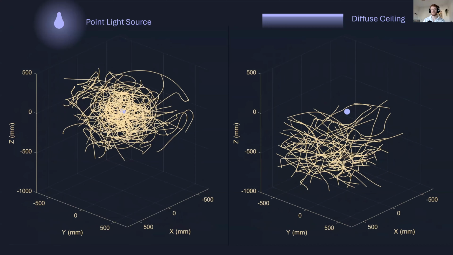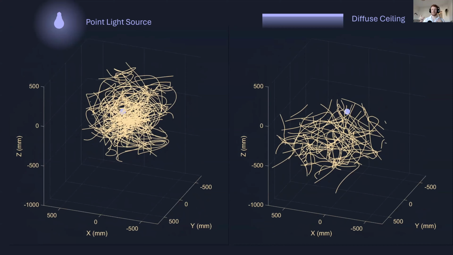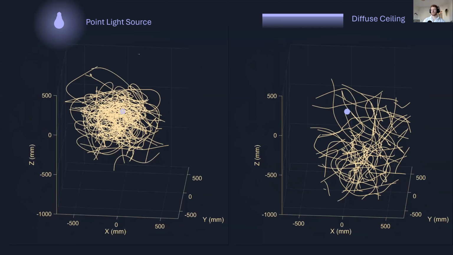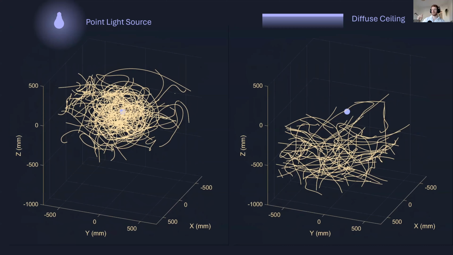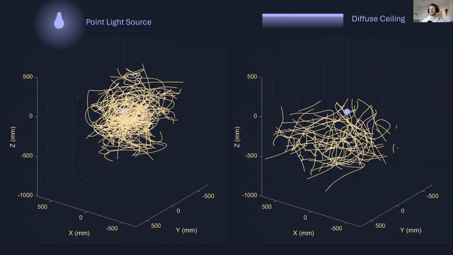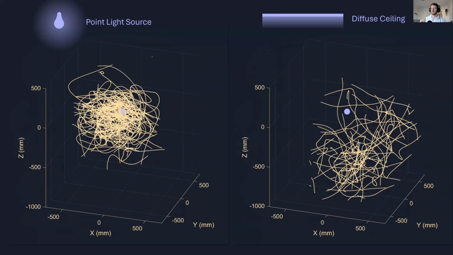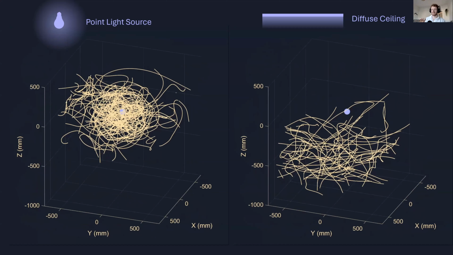We have the point light source on the left, where you can see those really tight turns and clustering around the light source, versus the diffuse ceiling on the right, where you can see much more linear paths that look more like the way in which insects normally fly around. And we can break down some of the statistics on how they fly and show that under a diffuse ceiling, they're looking much more natural.